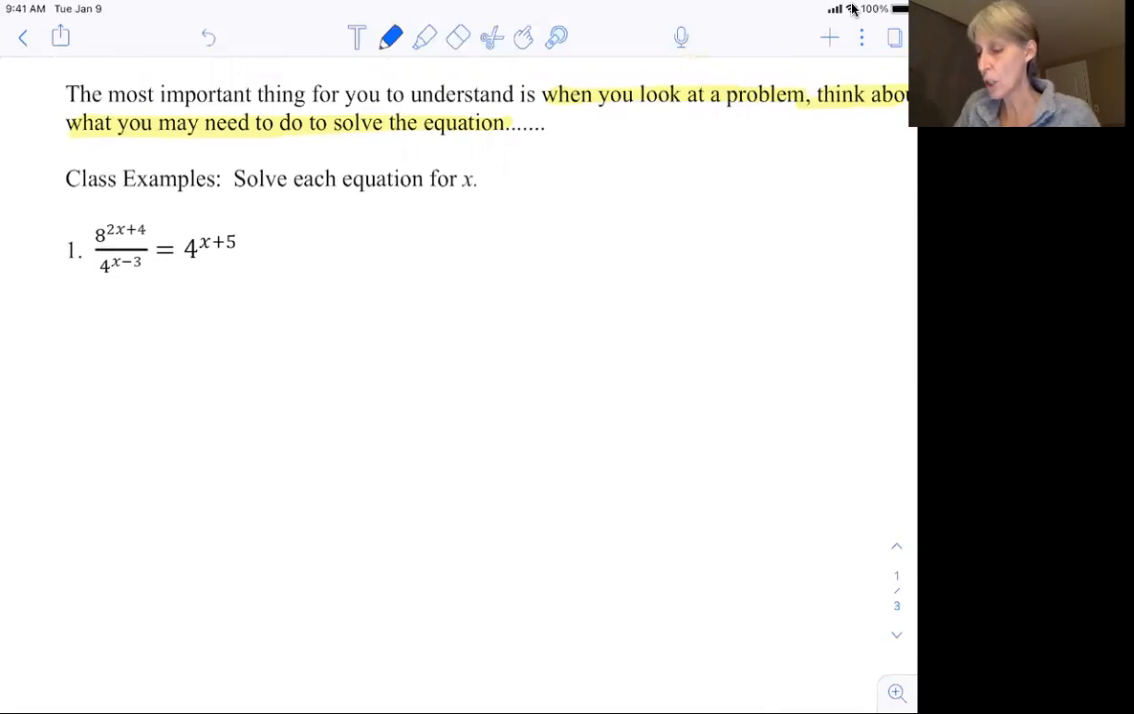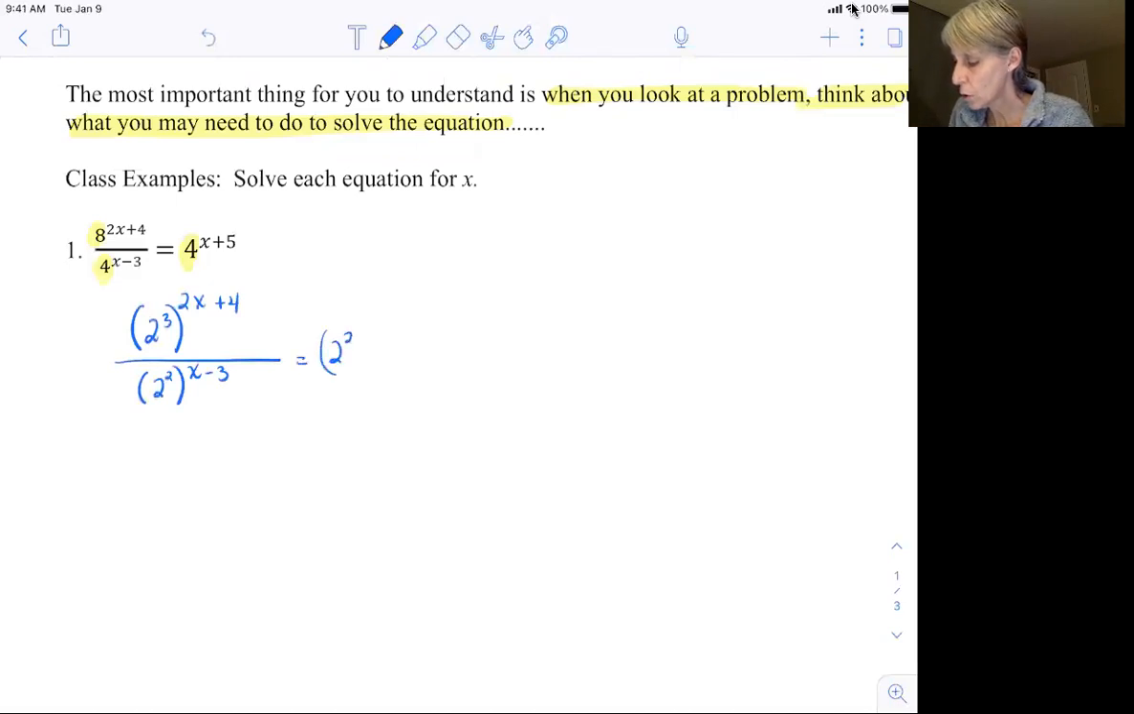So you would go ahead and rewrite the 8, the 4, and the 4 as some power of 2. 2 cubed raised to the 2x plus 4. 2 squared raised to the x minus 3. 2 squared to the x plus 5. And now you're going to use your exponent laws to rewrite this.